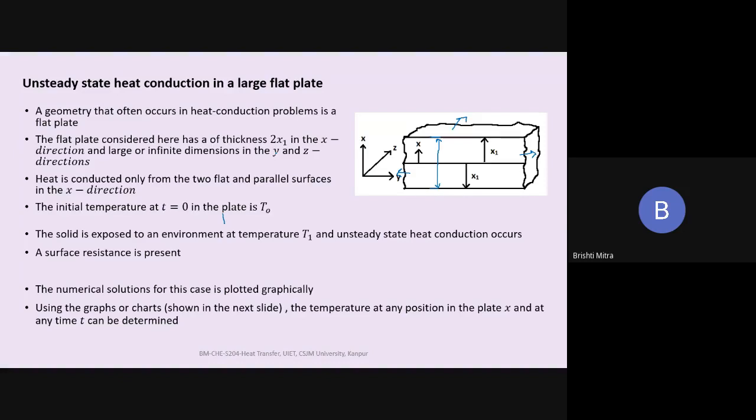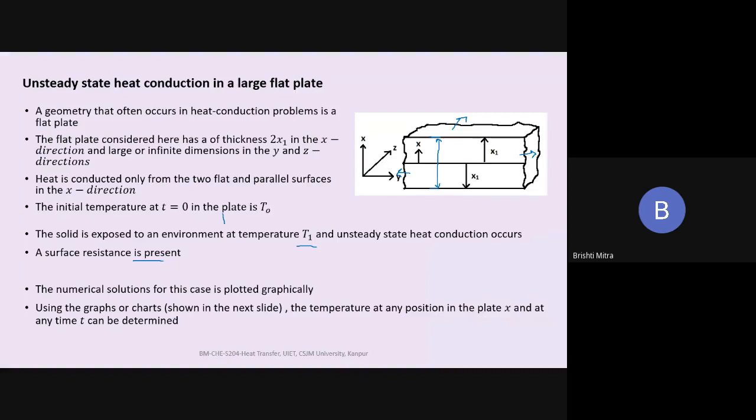Now heat is conducted only from the two flat and parallel surfaces in the x direction. That means this side and particularly this side. The initial temperature at t equal to 0 is T0. Then we expose the solid to an environment at a temperature T1. In this case also, the h value, the convective heat transfer coefficient, is important. You're exposing the solid to a temperature of T1, and unsteady state heat conduction occurs. Surface resistance is present. That means the resistance is substantial, so there is a resistance to convection.